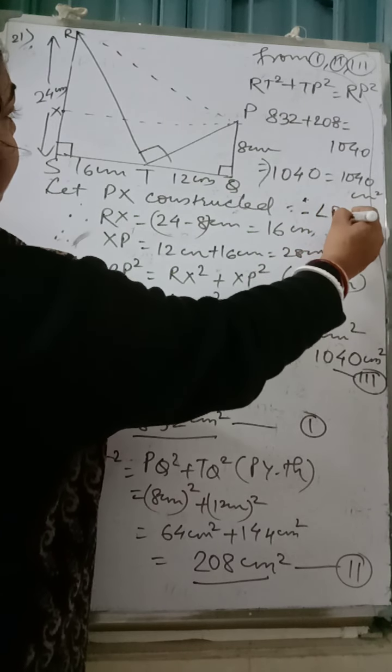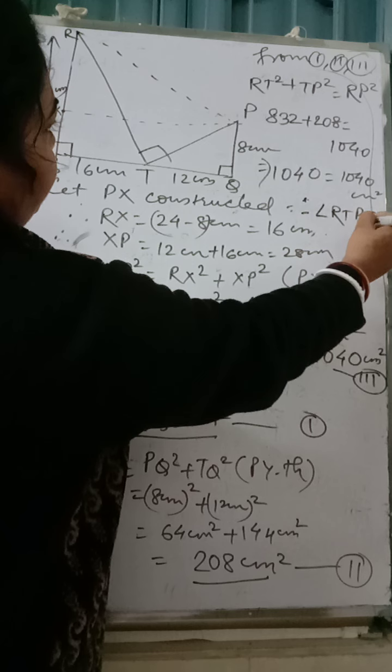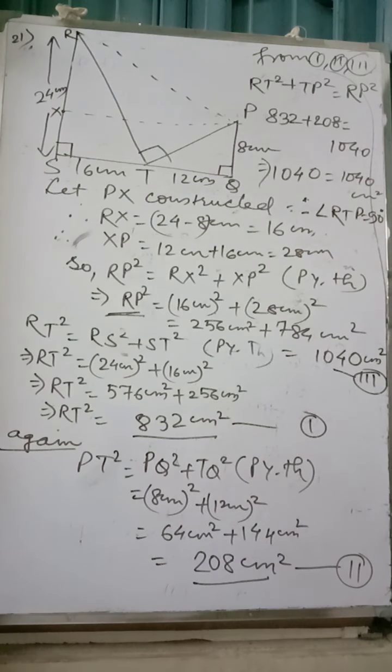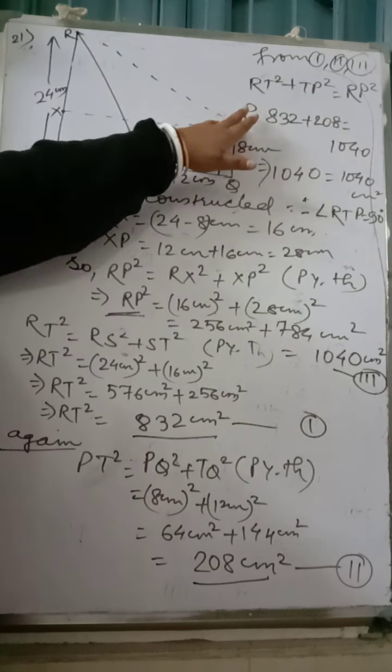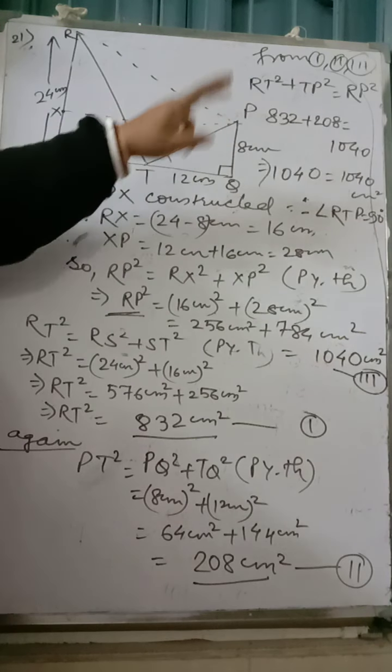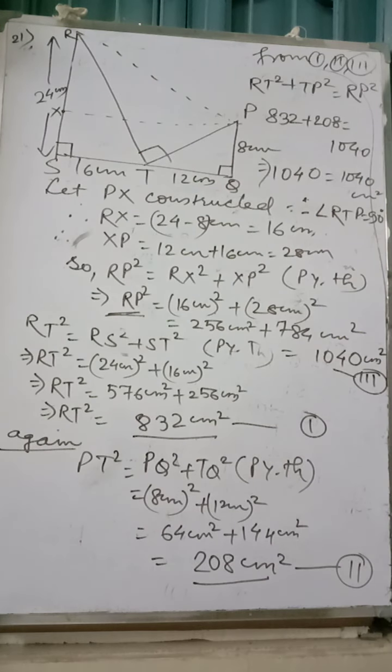Angle RTP is equal to 90 degree. When we find the square of this plus square of this is equal to square of this, so this angle would be 90. That only we had to do. This is question number 21.